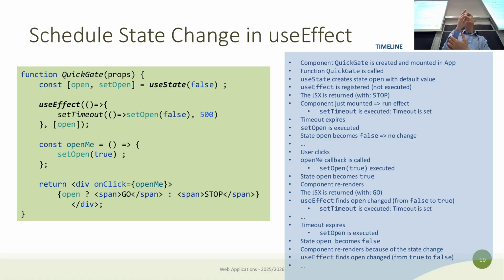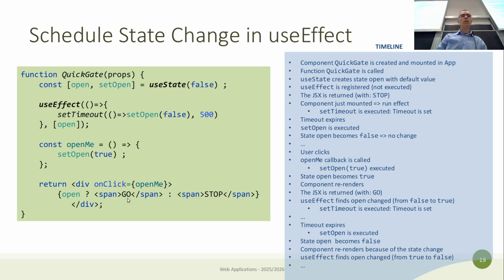We clicked on the stop string, and so we activated the event handler on click open me, which has set open true. So the user clicks, the open me callback is called, the set open true is executed, state open becomes true. And so now React knows that the component has to be re-rendered because the state changed. The JSX is returned with the go, so you immediately see the go when you click.